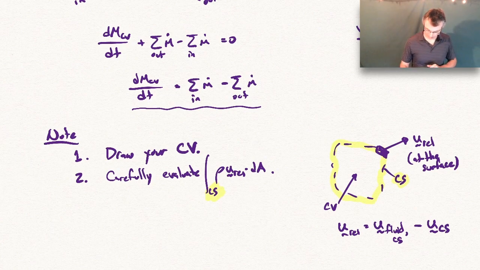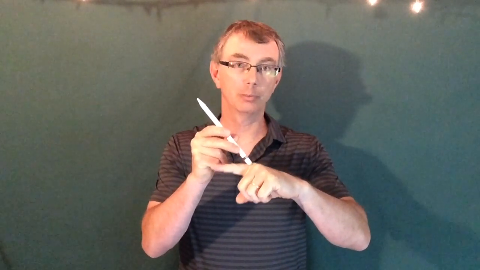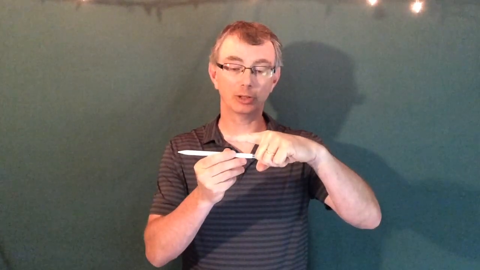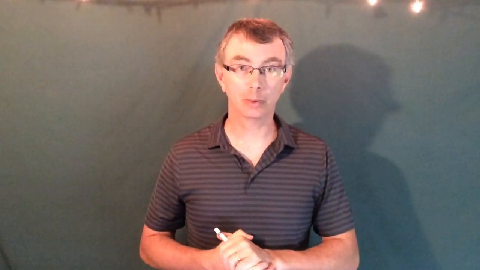And then the last bit here is you have to be careful of your dot product. If the area vector and the relative velocity vector are at angles to one another, maybe you have a cosine theta kind of term in there. If they're in the same direction, then the dot product will be just a positive 1, or if they're in opposite directions, you'll get a negative sign. So just be careful in evaluating that integral.